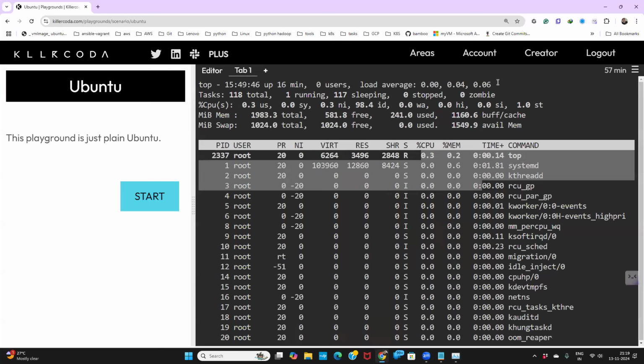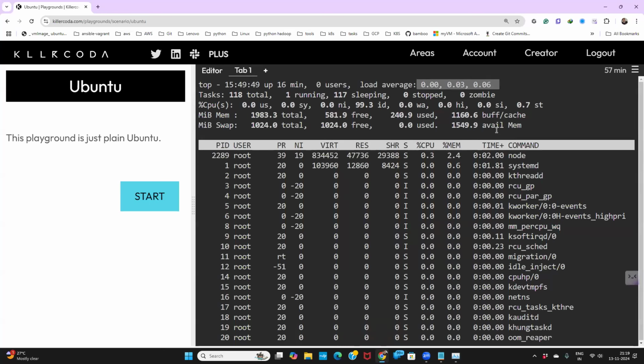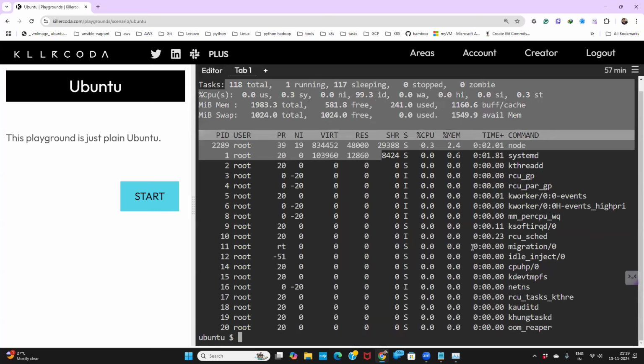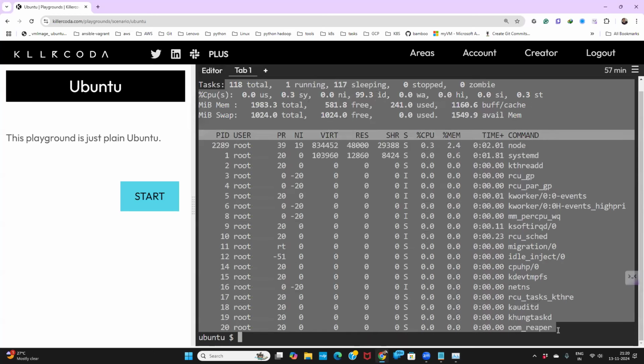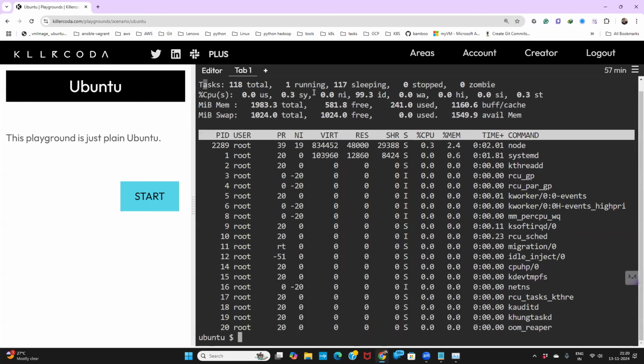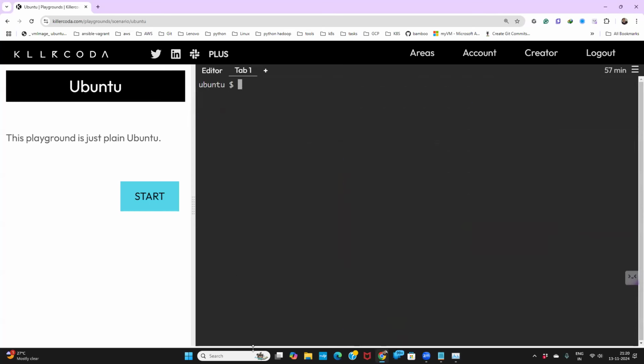So what is this number? First of all, we'll try to identify what this number is. I'm pressing Q. Q means it will come out of that. When I run the top command, it will continue to show you the live details and update them. When I say Q, it will come out of that. That is fine.